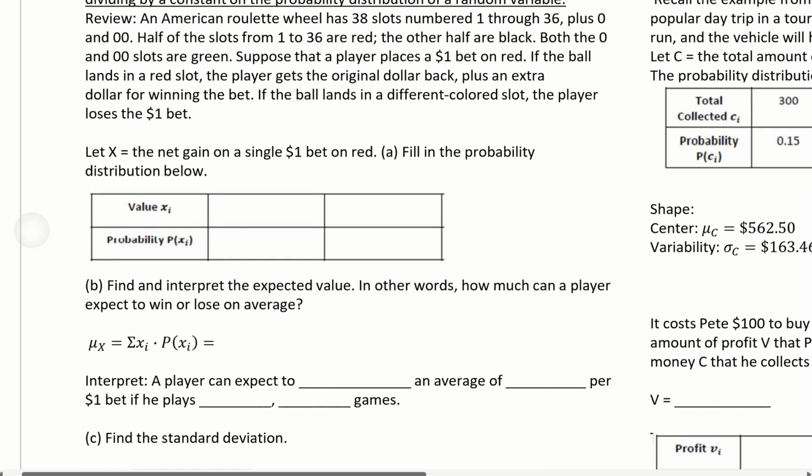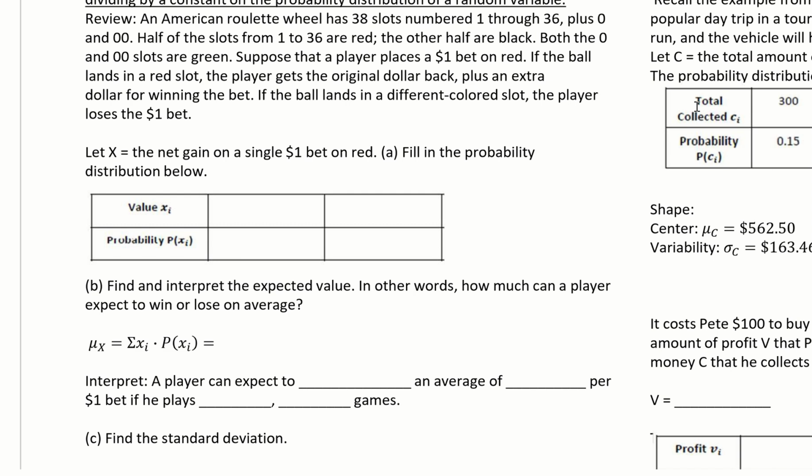So it says here a review question: an American roulette wheel has 38 slots numbered 1 through 36, plus 0 and double 0. Half of the slots from 1 to 36 are red, the other half are black. Both the 0 and the 00 slots are green. Suppose that a player places a $1 bet on red. If the ball lands on a red slot, the player gets the original dollar back, plus an extra dollar for winning the bet. If the ball lands in a different colored slot, the player loses the $1 bet. And so it says let X equal the net gain on a single $1 bet on red. Fill in the probability distribution below.